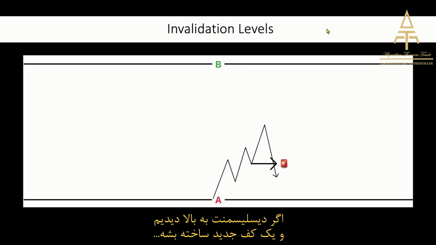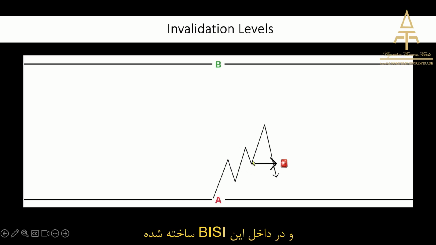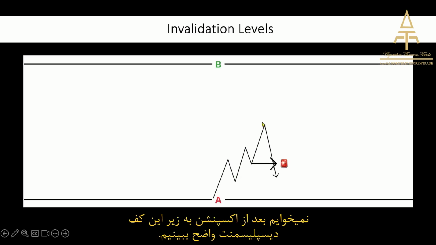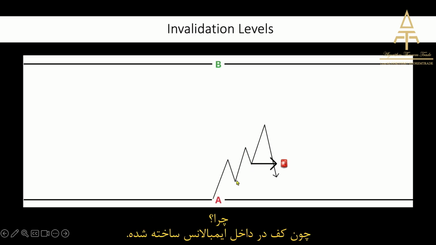If the market displaces higher and we see a new low form inside of this expansion leg, inside of this BC, we would of course never want to see the market expand and then clearly displace below this low right here. Why? Because that low formed inside of that imbalance.